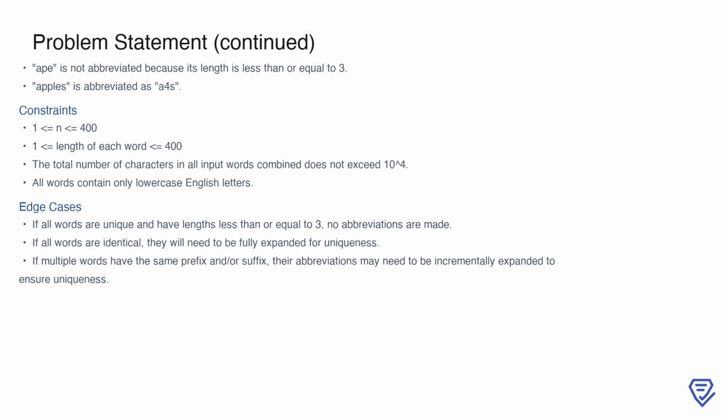The constraints for this problem include having up to 400 words in the input, each with a length of up to 400 characters, while the total number of characters across all words does not exceed 10,000. Edge cases to consider include scenarios where all words are either too short to abbreviate, identical, or share similar prefixes and suffixes, requiring careful incremental expansion to maintain uniqueness.